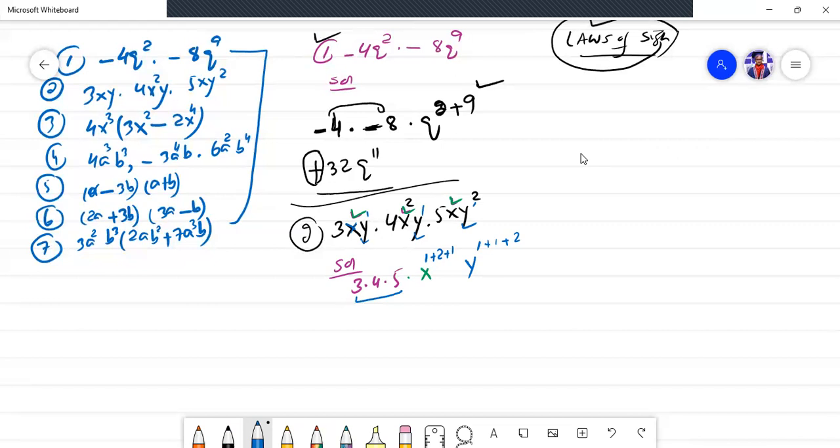3 times 4 is 12. 12 times 5 is 60. Then x raised to the power 1 plus 2 plus 1, that is 4, times y raised to the power 1 plus 1 plus 2, that is 4. So this is the answer. So simple, easy one.